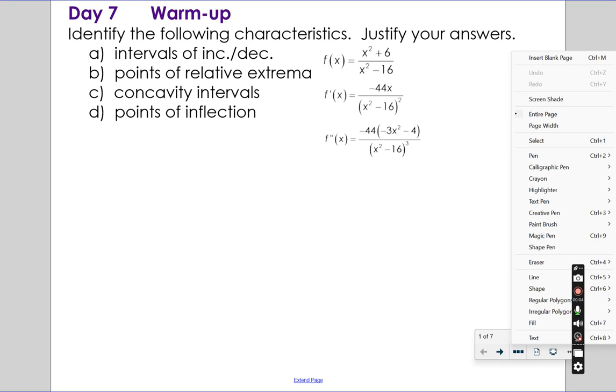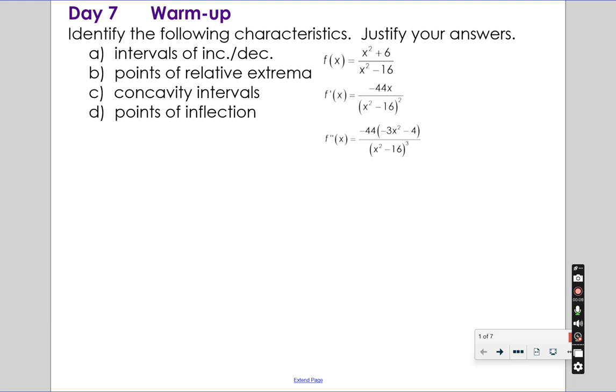What are we going to use to find intervals of increase and decrease? The first derivative, okay? So why don't we go ahead and make ourselves a little sign line for the first derivative. Can you tell me the critical values for the first derivative? 0. Do we have any other critical values? Plus or minus 4. Remember, critical values are where the derivative is 0 or undefined. So if you have a fraction, you need to find those values where it's undefined.